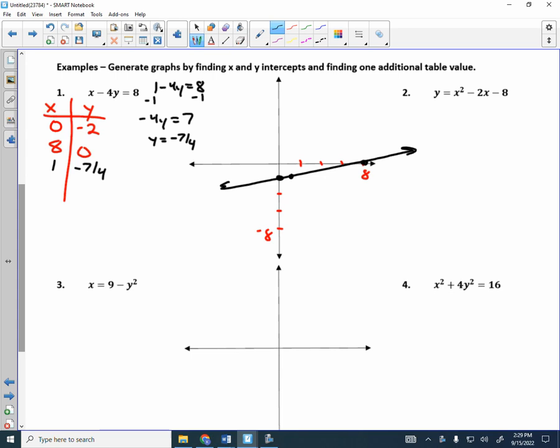If you're dissatisfied, maybe you try picking a different value. And I want you to just look at it. It should make sense to you. Okay, I have x values between 0 and 8. See that?